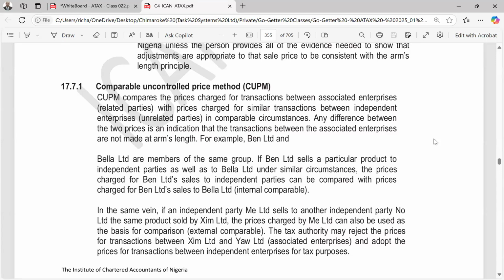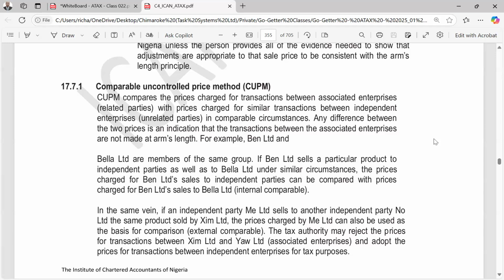And so, if there are differences, the tax authority may reject the prices between X Limited and Y Limited, which are associated parties, and they will adopt what M and N are doing. This is because M and N are not related, and they're not buying anything from X and Y. But X and Y are dealing with each other. They are related parties. M and N do not know each other. They are dealing with each other independently.